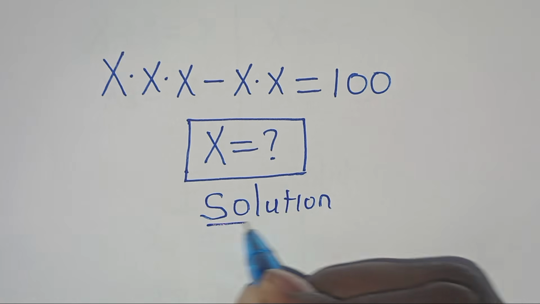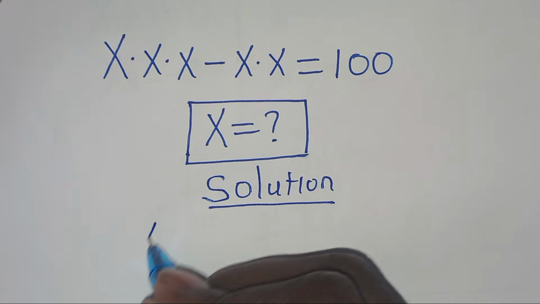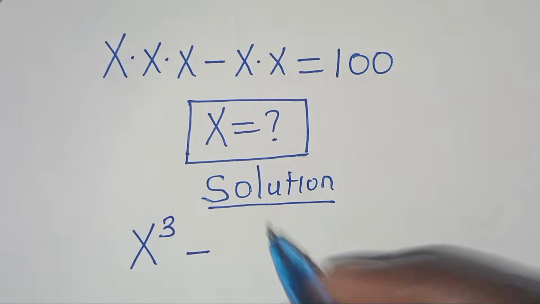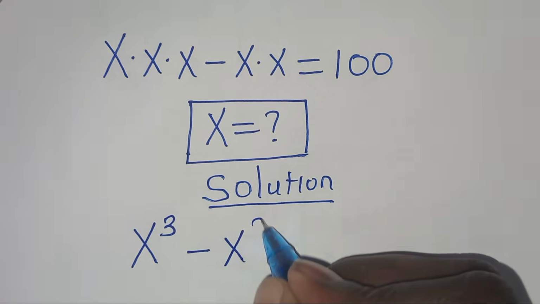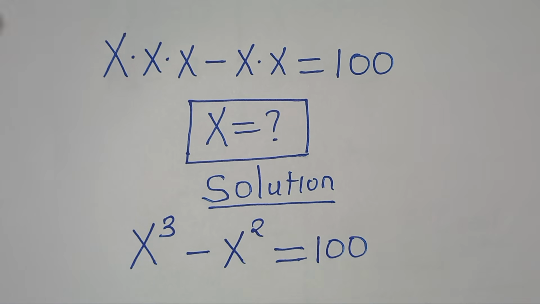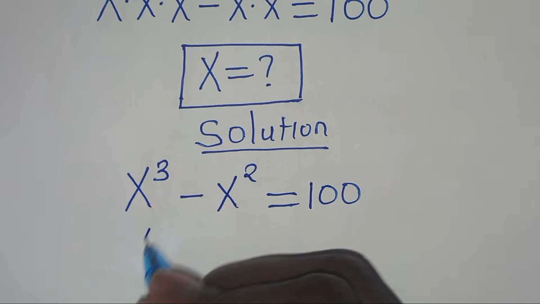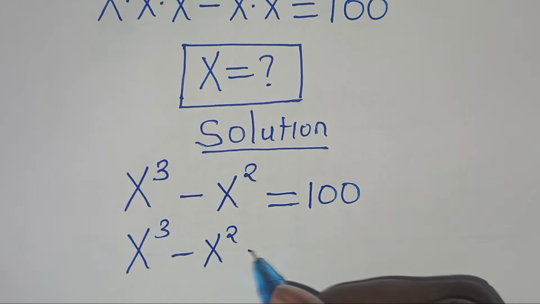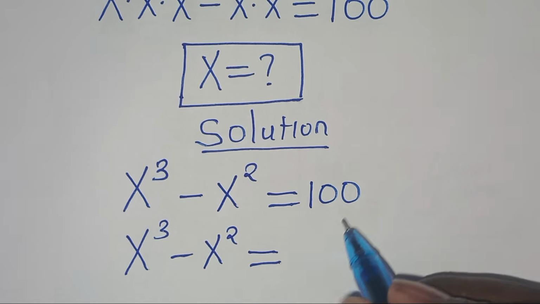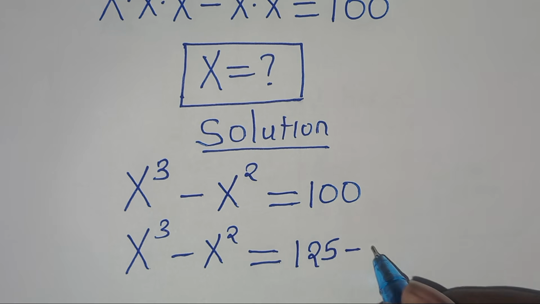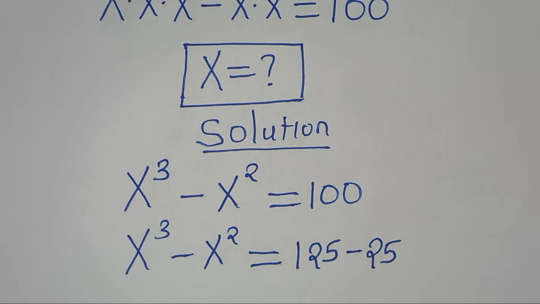x times x times x is x to the power of 3. Subtract x times x, this is x to the power of 2. This is equal to 100. So this is x to the power of 3 minus x to the power of 2 equals 100, which we can express as 125 minus 25.